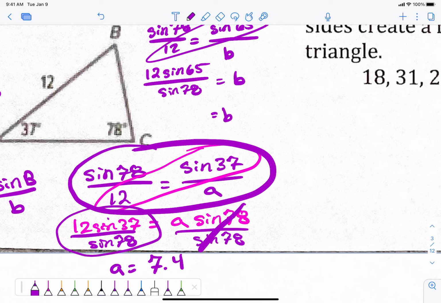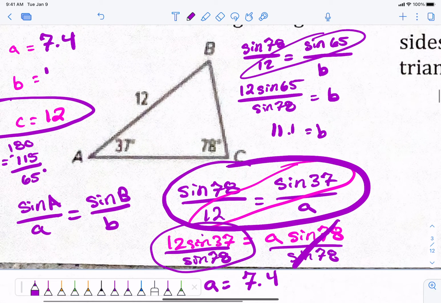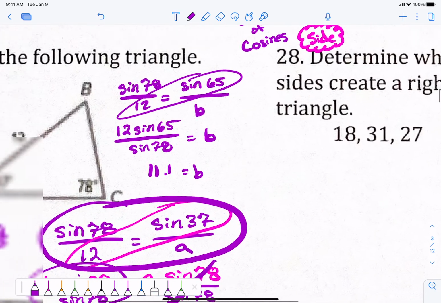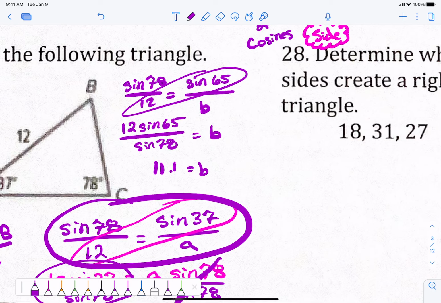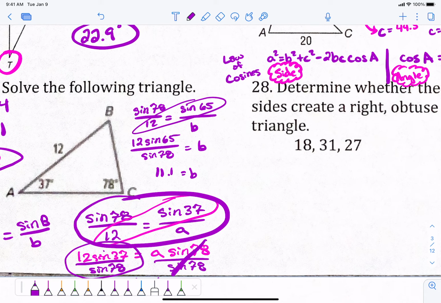So b is 11.1. When you're finding the sides, you divide by sine, and when you're finding the angles, you take the inverse sine. Whenever you're solving for an angle, whether doing SOHCAHTOA or law of sines, you will always end up having to take the inverse. Inverse sine, or inverse cosine or inverse tangent, whatever trig function you have. If you're solving for an angle, it always involves an inverse.